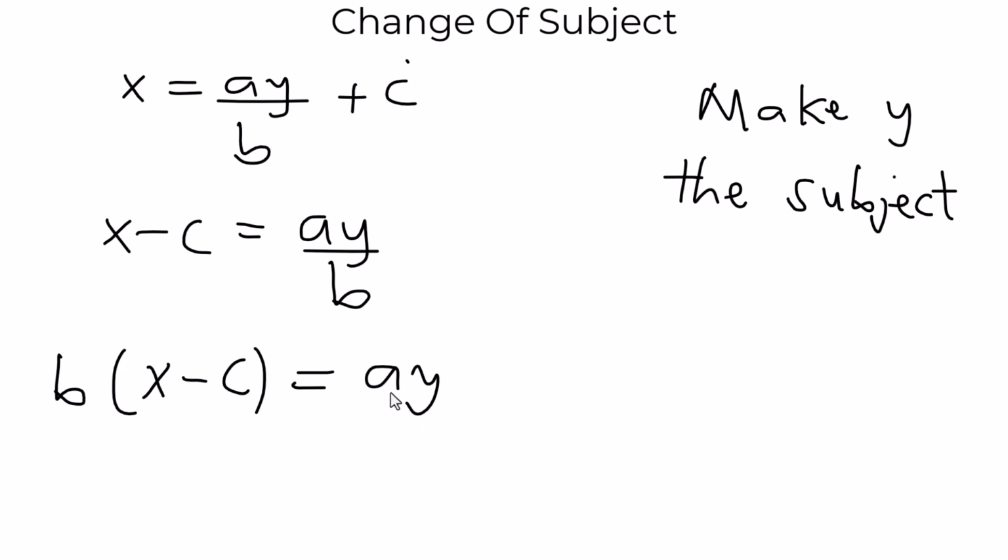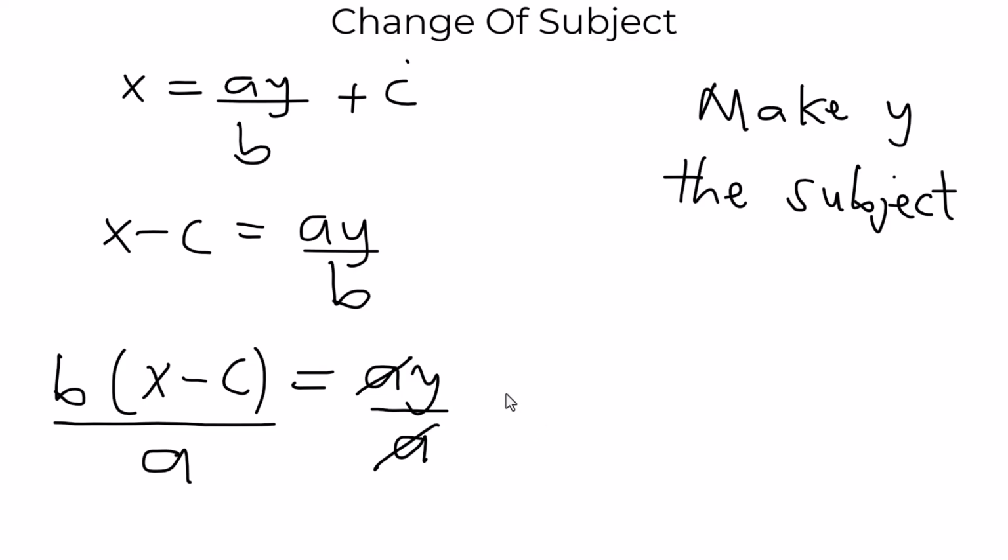So in order to remove the a which is attached to the y, we just have to divide. Whatever you do to the right hand side, do the same to the left hand side. So this a will cancel this a. Voila, we have y standing on its own.